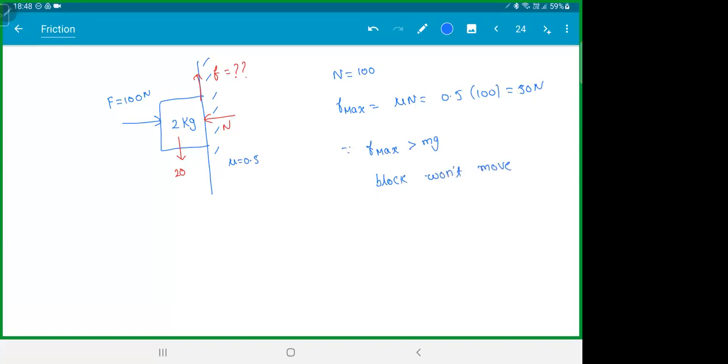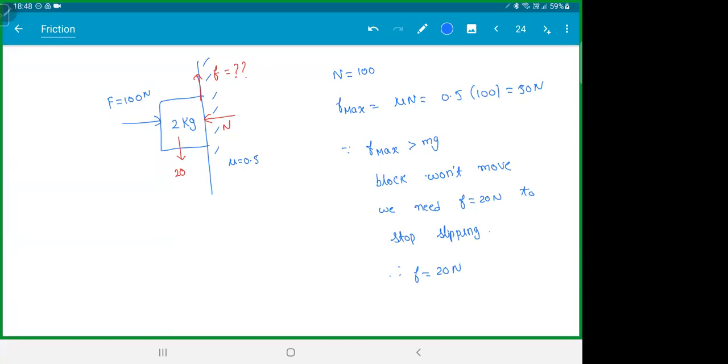Remember that 1 lakh example I gave you? What is the meaning of this? I can give you 50 newtons, but how much do I need? Block won't move. So we just need 20 newtons to stop the block. We need F equal to 20 to stop slipping. Why should I get 50 here? Therefore, F is 20 newtons.